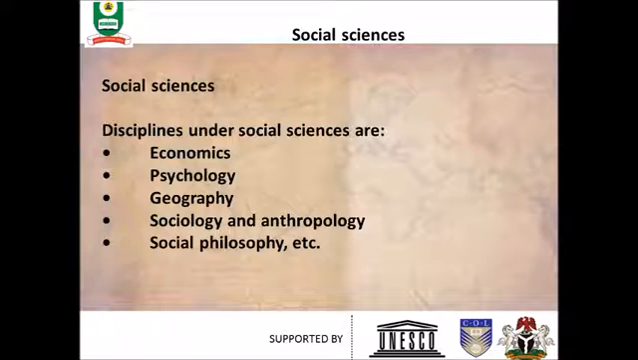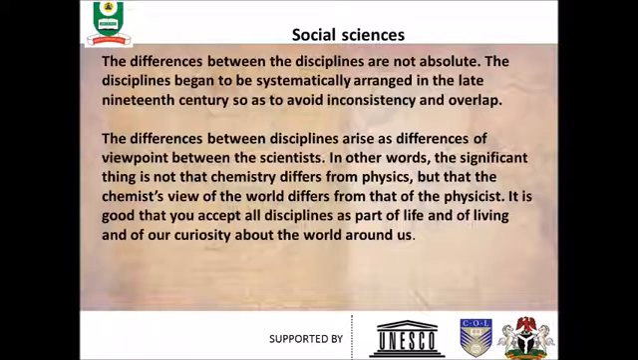In spite of all this classification of science, there is a point that is worth noting. The differences between the disciplines are not absolute. The disciplines began to be systematically arranged in the late 19th century so as to avoid inconsistency and overlap. The differences between these disciplines arise as differences of viewpoint between scientists. In other words, the significant thing is not that chemistry differs significantly from physics, but that the chemist's view of the world differs from that of the physicist.